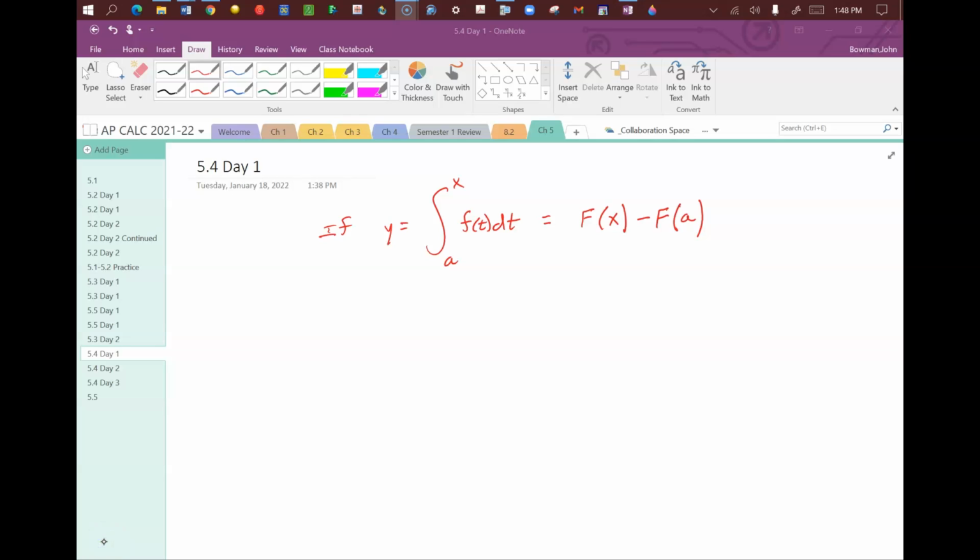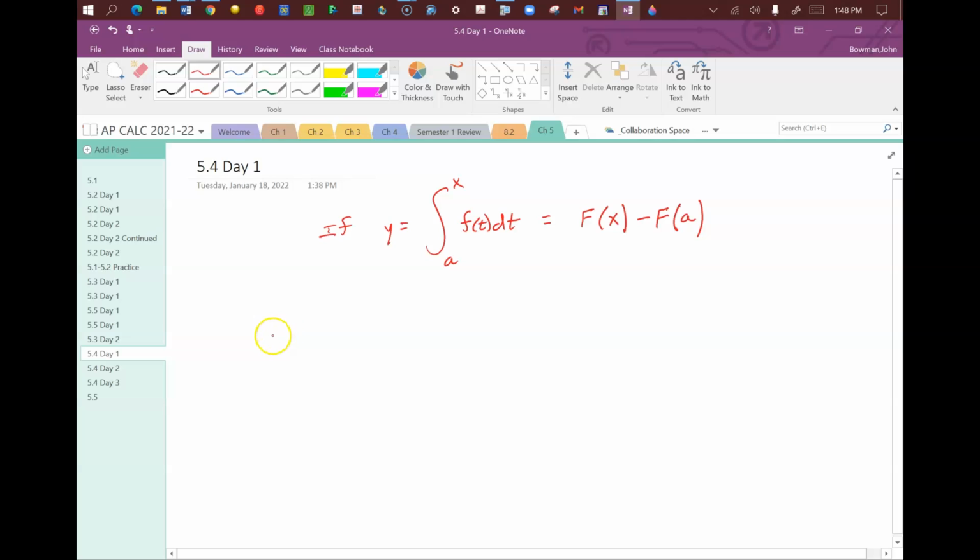Hey everyone, in this first video from section 5.4 we are going to talk a little bit more about the fundamental theorem. And so we're going to start out with this scenario. If we define y to be equal to the integral from a to x of f of t dt, we know from the fundamental theorem that that would be equal to the antiderivative of f evaluated at x minus the antiderivative of f evaluated at a.